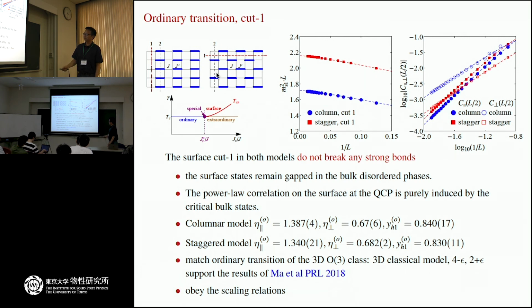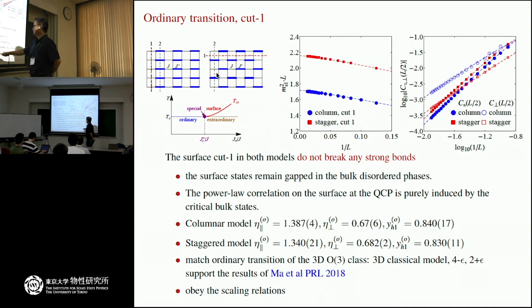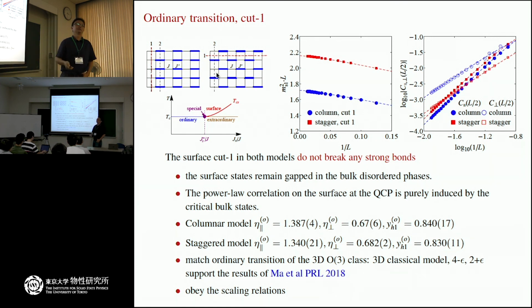Yeah, this is one fact I also wish to mention: these two ordinary cases belong to the same universality class. It also indicates that the 3D classical models are actually 3D O3. I mean, both the staggered model and the columnar model. Yeah, the bulk transition is a 3D O3.